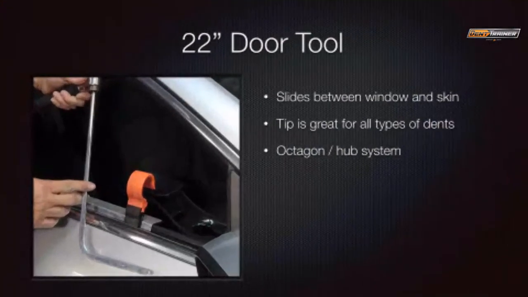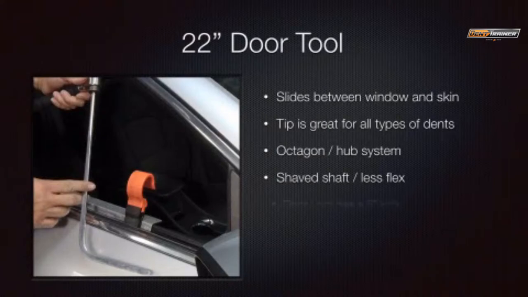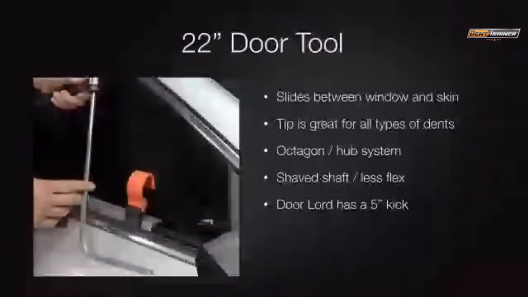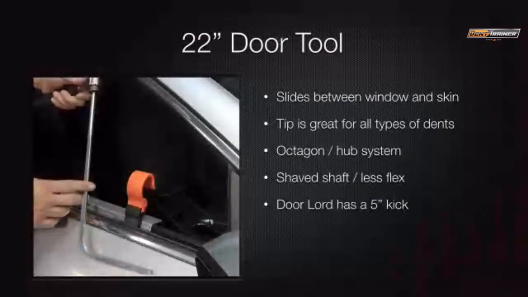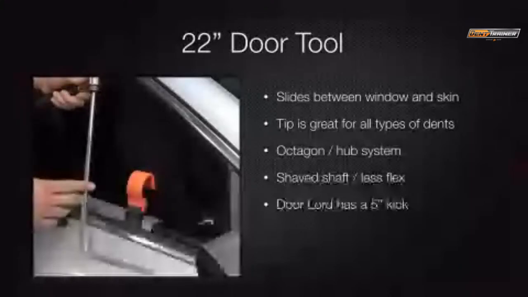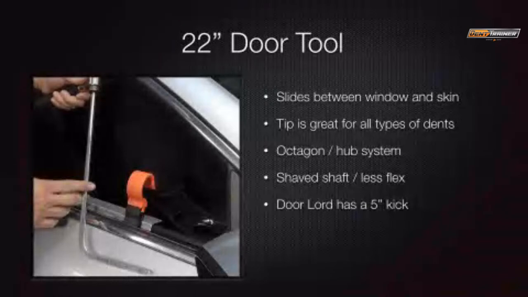Okay. The other great thing about the 22-inch door tool is the shaved shaft, less flex. I mean, it is very strong to go down the window and really twist. We're going to show some more video later on about that, okay? The Door Lord, as I mentioned, has a 5-inch kick, so that's going to give you just an inch longer, which makes a really good difference on the leverage. Ultra has a 4-inch kick, but Ultra does make things that are custom too, so if you want to do that, you can as well.